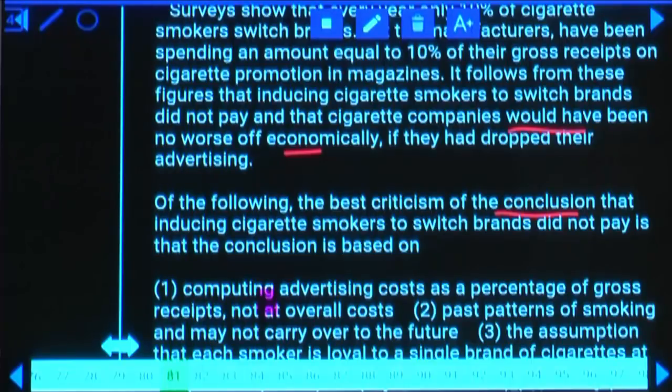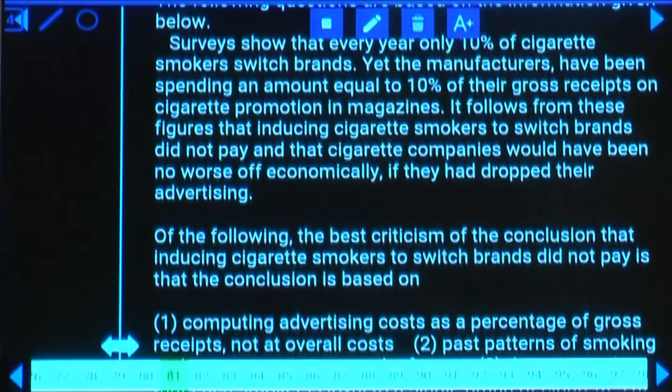The conclusion that inducing cigarette smokers to switch brands did not pay. Now here there are two conclusions. What are those two conclusions? One is inducing cigarette smokers to switch brands did not pay. That is one of the final conclusions. And the second conclusion is that they would not be worse off economically. This is the second conclusion.